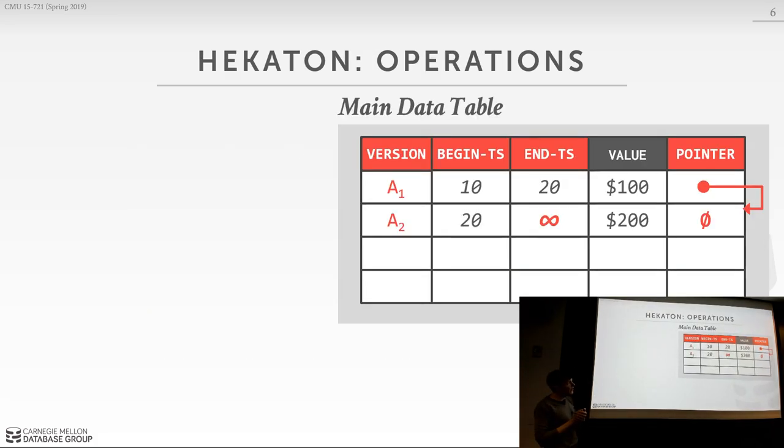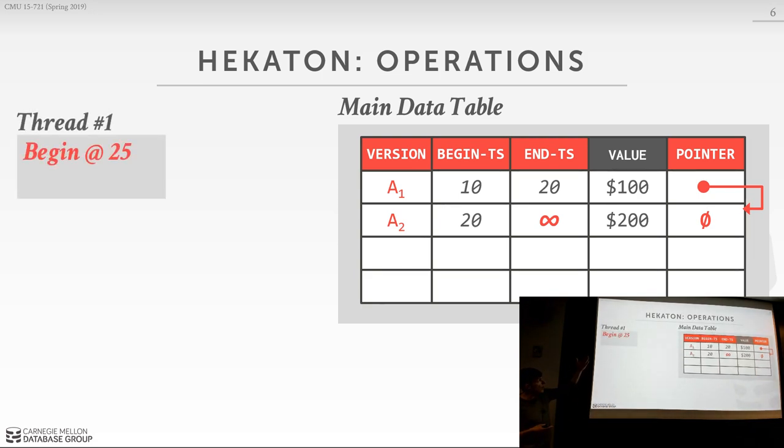So here's our sample database. We have one logical tuple A, and right now we have two versions, A1 and A2. The begin timestamp and the end timestamp specify the visibility of the tuple based on the timestamp. So this version of A is visible from 10 to 20 exclusive. And then there's a pointer to the next version, A2, which is visible from 20 to infinity. So A2 is the latest version. So what order are they in, newest to oldest or oldest to newest? Oldest to newest, right.